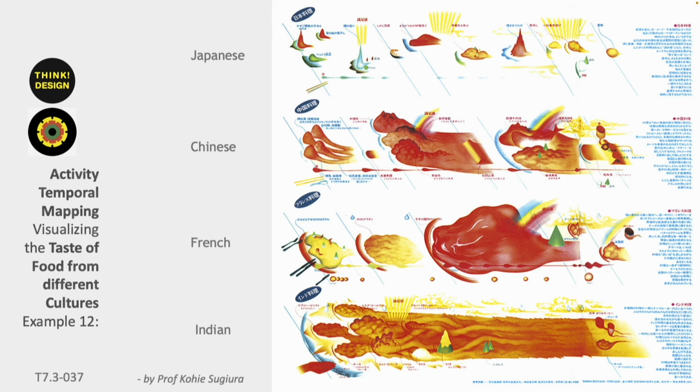This is again an extremely interesting map, okay, by Professor Kohei Sugiura. Okay, and he was a great graphic designer, and what he has done interestingly is that he's been able to map the eating of food, especially with respect to different types of food. So on the top is the Japanese food, followed by the Chinese food and the French food and the Indian food. Okay, we can start with the Indian food.